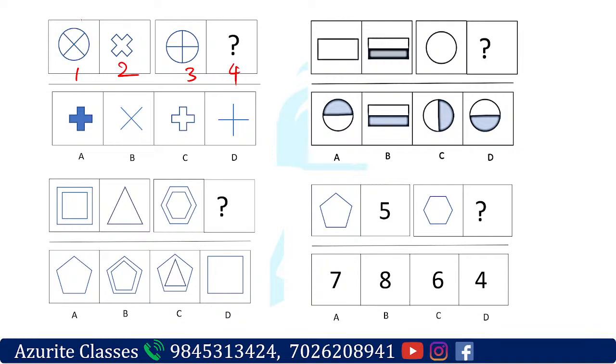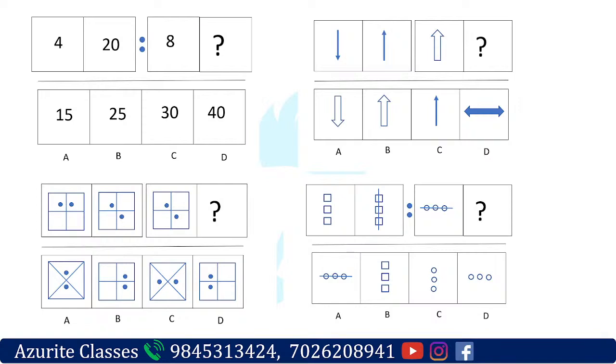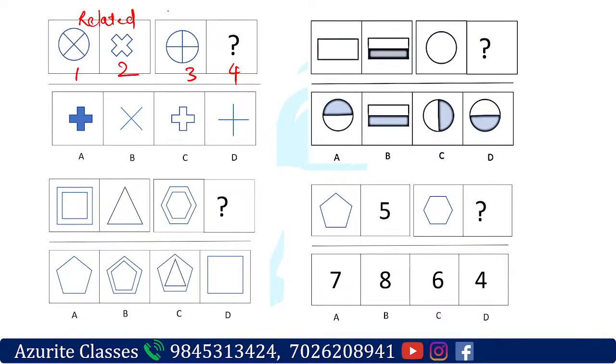So these two will be related. The same relation should be there between the third and fourth. If you see what is happening, this is a multiplication symbol, there is a multiplication. Now this is a plus symbol, there will be a plus sign. So if it is a plus sign, the answer is option C.